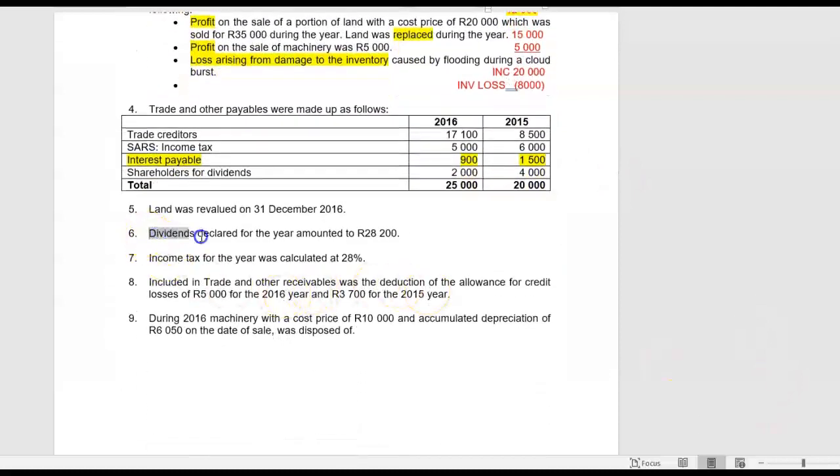Dividends declared for the year amounted to 28,200. Income tax for the year was calculated at 28%. Included in trade and other receivables were the deduction of the allowance for credit losses of 5,000 in the 2016 year and 3,700 for the 2015 year. During 2016, machinery with a cost price of 10,000 and accumulated depreciation of 6,050 Rand at the date of sale was disposed of.